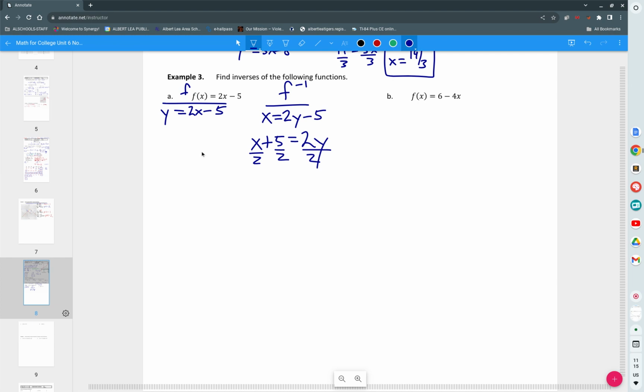Maybe this is kind of where I lost people. You have a few options here. You could either write x plus 5 all over 2. That would be one option. Or you could divide each one of them by 2 and write 1/2 x plus 5/2 is equal to y. Either way is fine. Those are the same expressions.